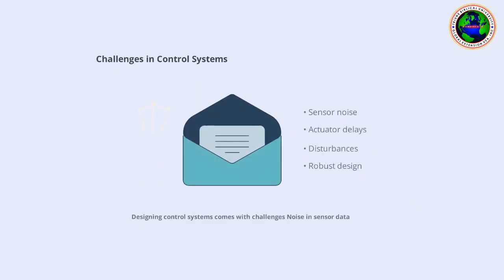Designing control systems comes with challenges. Noise in sensor data, delays in actuator response, and unexpected disturbances can all affect performance. Engineers must anticipate these issues and design systems that are robust and adaptable. This often involves filtering sensor data, tuning controllers, and testing under various conditions.